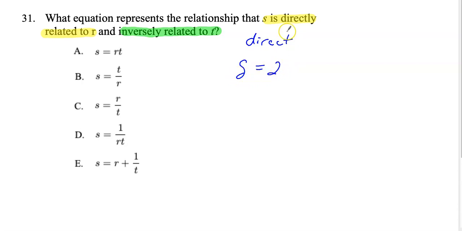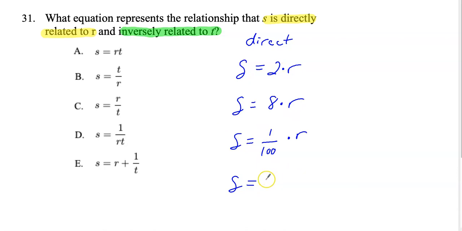That's an S, by the way. S, and it's directly related to R. So like S equals 2 times R. S equals 8 times R. S equals 1/100th. You can even have a fraction times R. The point is, I'll do one more. I don't know if I should have put this one. I don't want to confuse you, but it works. These are all direct relationships. S equals 5R. Direct. Now, indirect relationships look like this.